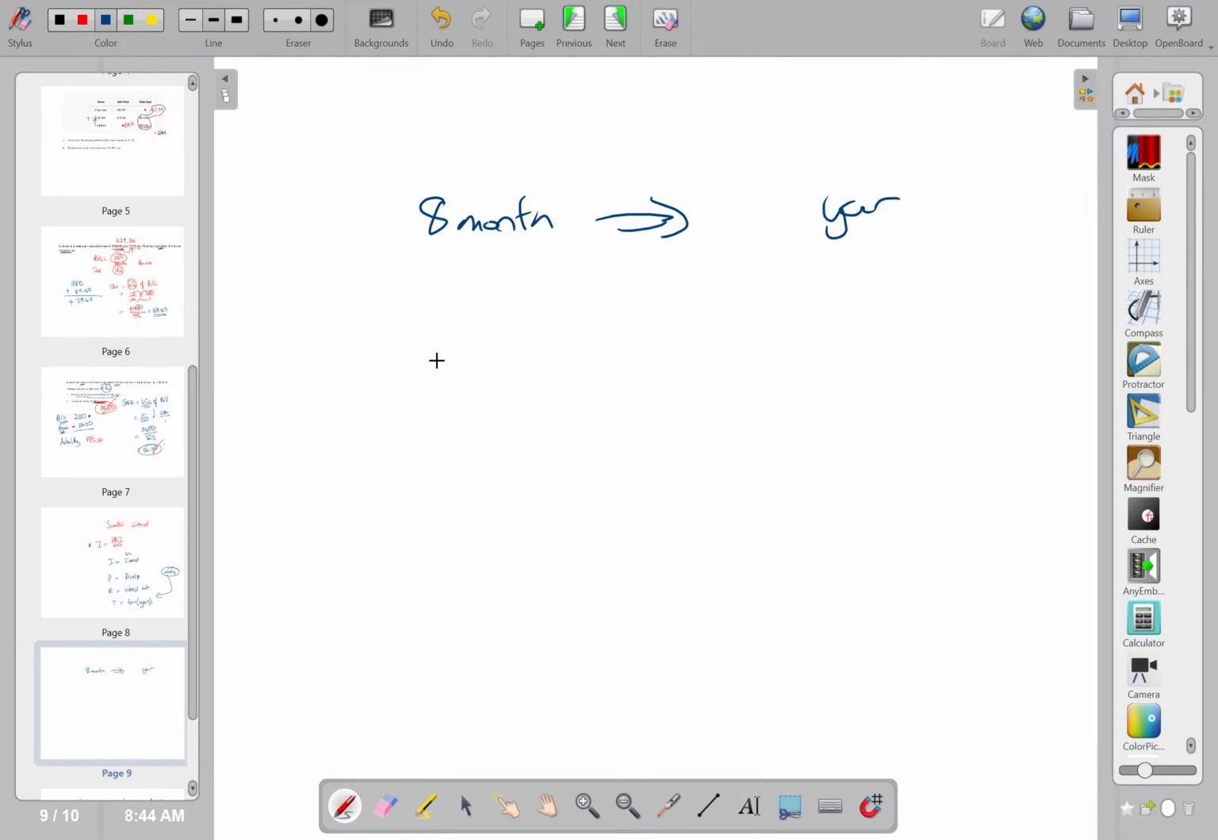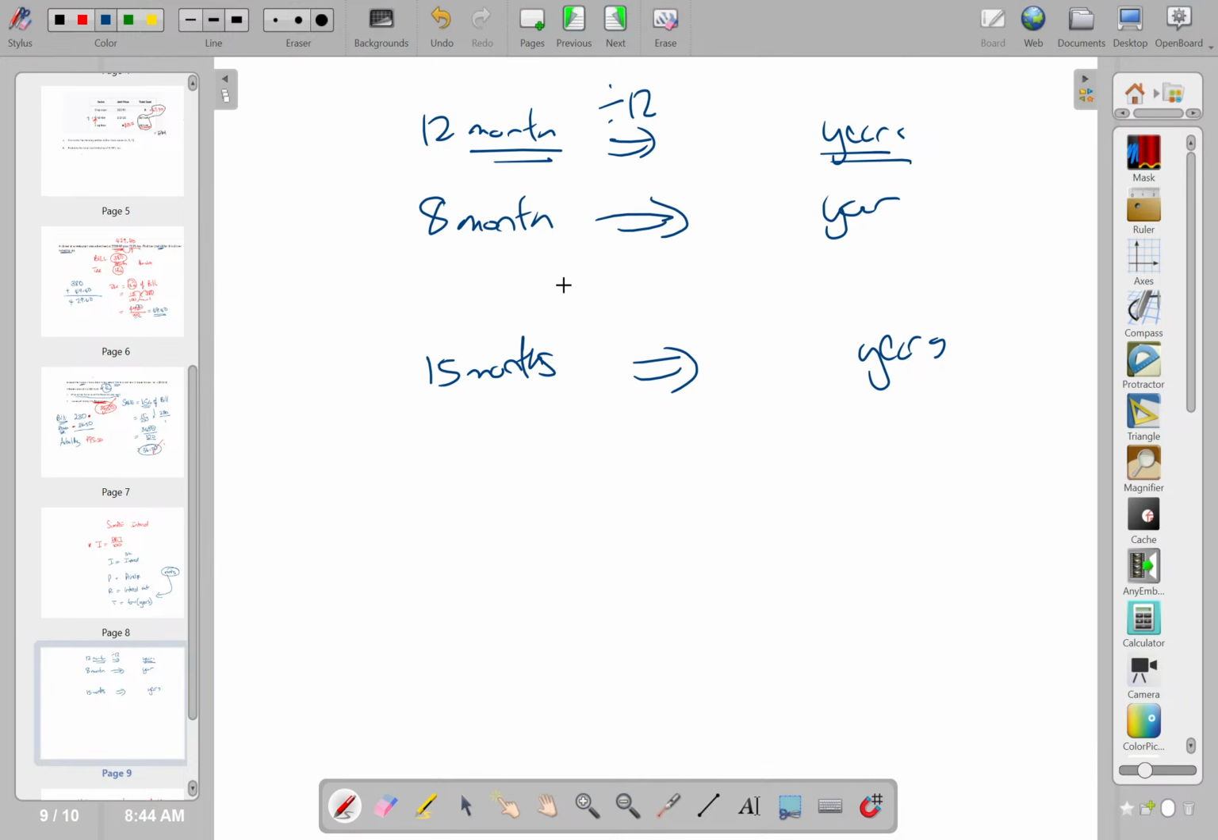If I gave you 15 months, how many years is that? If I gave you 12 months, how many years is that? To convert from months to years, just divide by 12, because 12 months make 1 year. So 12 divided by 12 gives me 1 year. If it works for one, it must work for everybody.